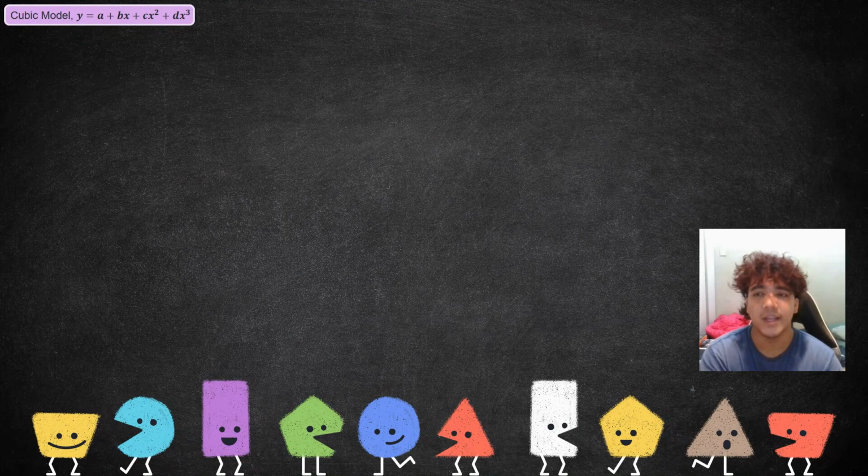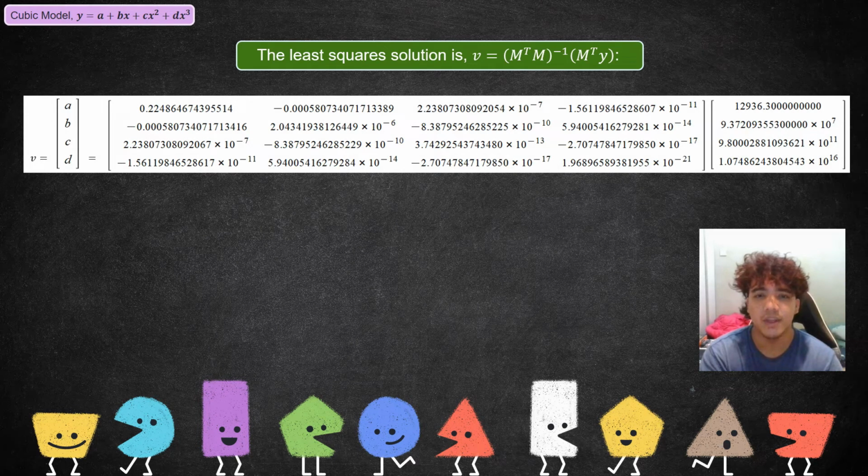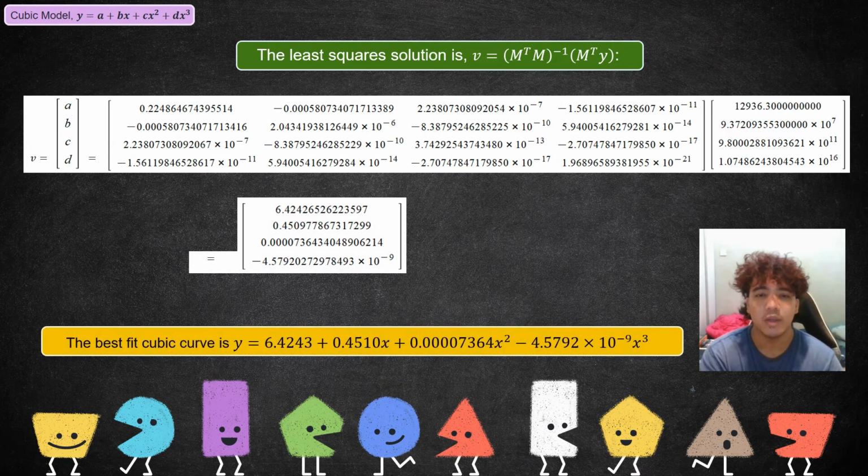Now, in order to find the least square solution, we need to find V. To find V, we need the M transpose M matrix, the M transpose Y matrix, and the M transpose M inverse matrix. So V is equal to the inverse of M transpose M times M transpose Y. So we get the best fit curve y equal to 6.4148 plus 0.4510x plus 0.000732x squared minus 4.578 times 10 to the power of negative 9 x cubed.